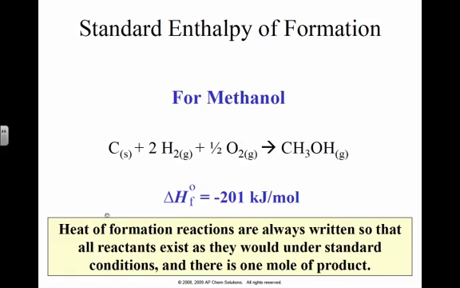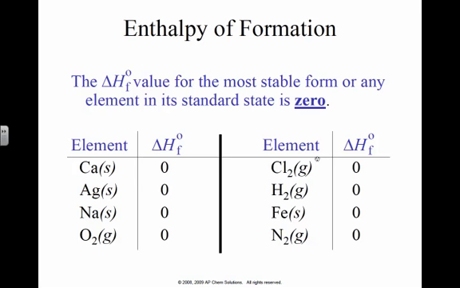Heat of formation reactions are always written so that all reactants exist as they would under standard conditions: solid carbon, hydrogen gas, oxygen gas. And there is 1 mole of product. So this is the enthalpy of formation, how much heat is required to make methanol. If you look in the back of the book, there's a table, and you're going to get all the enthalpies of formation for all different things.